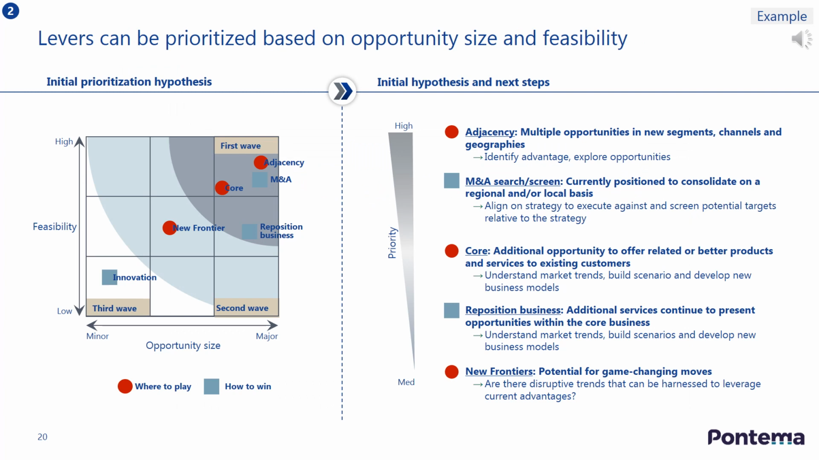The growth levers seen on the previous slide can be prioritized based on the opportunity size and how feasible it is for the organization to act, as shown in the slide example. The list of priorities can be used in senior management discussion and debate, and acts to guide future strategy work, such as mergers and acquisitions screening. Let's look at some of these levers in more detail.